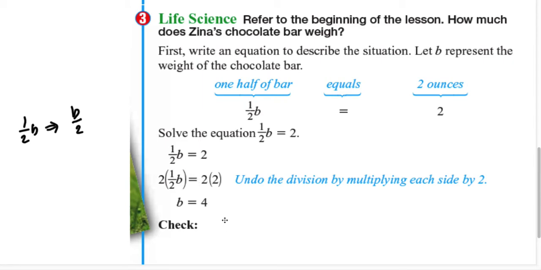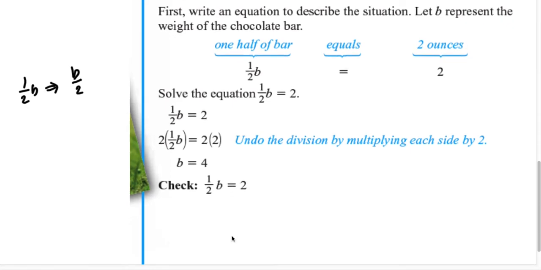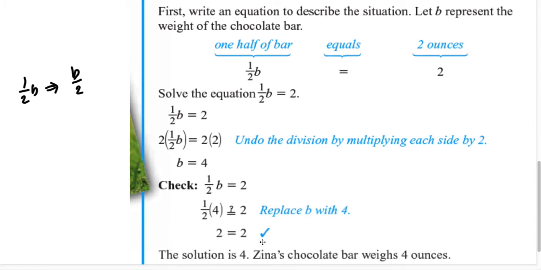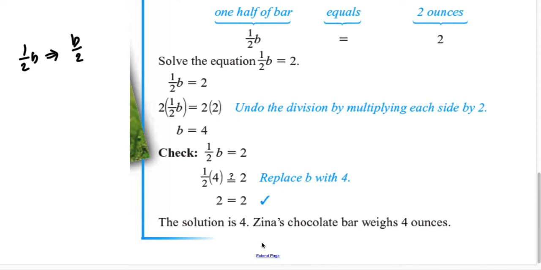If you want to check if our answer makes sense or not, we simply substitute the value of 4 to our original equation. Then we do 1/2 of 4, is it equal to 2? And yes, it is. So the solution is 4. Zenith's chocolate bar weighs 4 ounces.